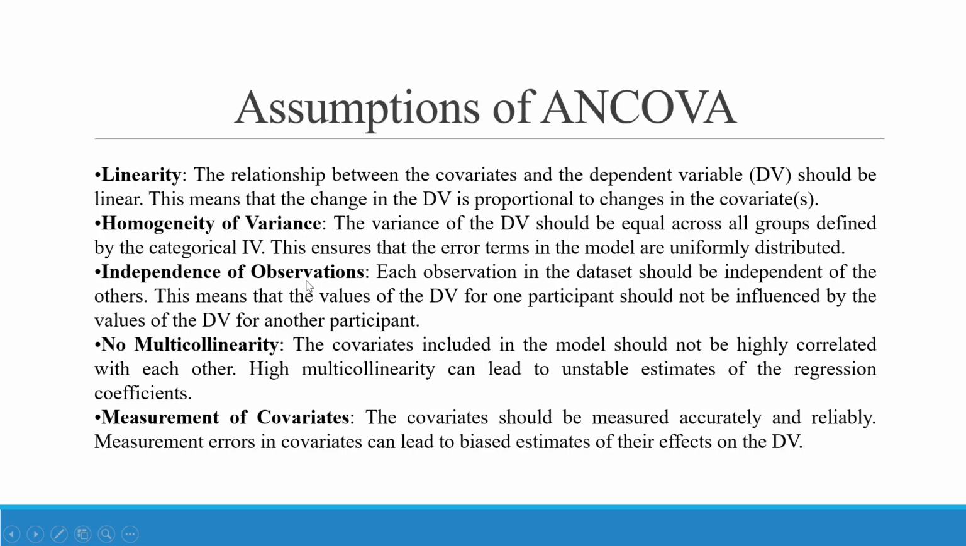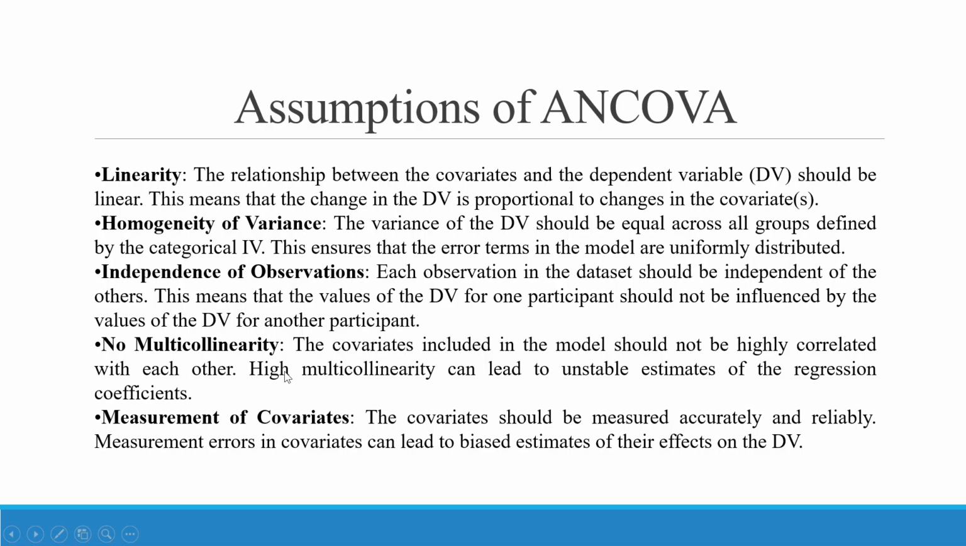Independence of observations. Each observation in the dataset should be independent of the others. This means that the value of the dependent variable for one participant should not be influenced by the values of the dependent variable for another participant.